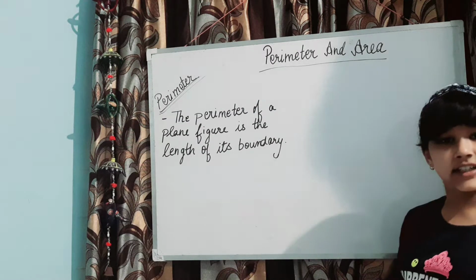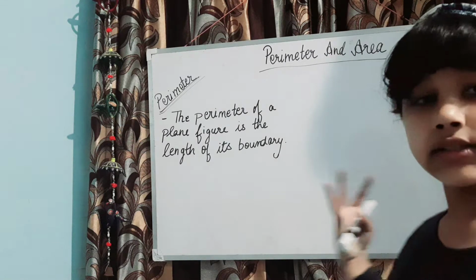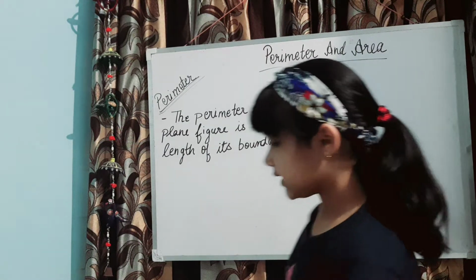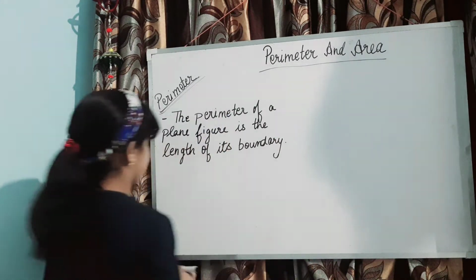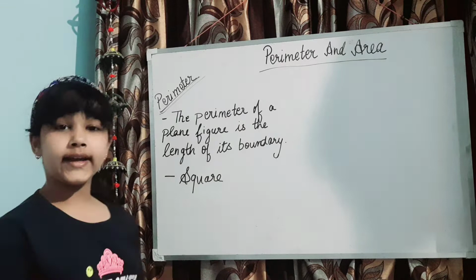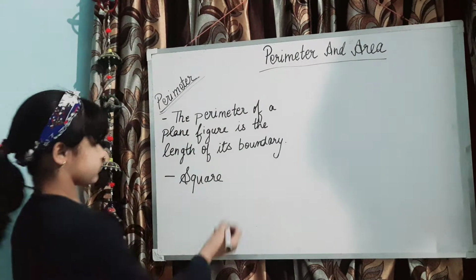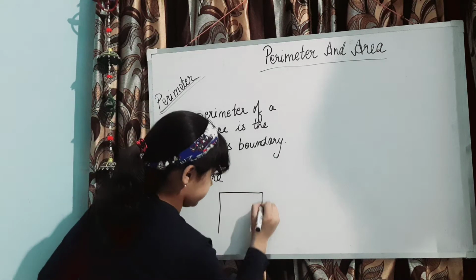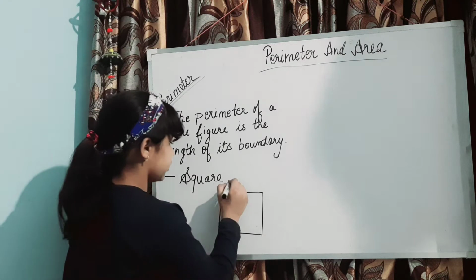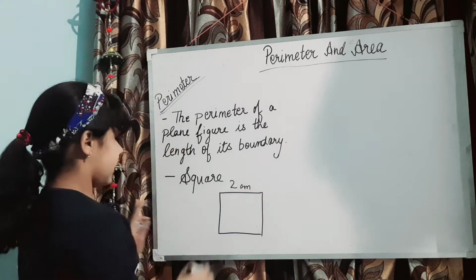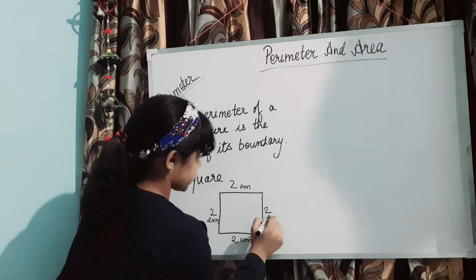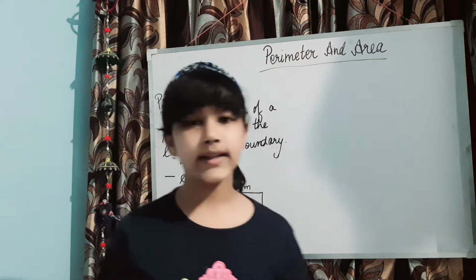Okay. So friends, if we have to take out the perimeter of any shapes, let me tell you first how we take out the perimeter of a square. Okay, how do we take out the perimeter of a square? Like this is a square, and all its sides are 2 cm. This is also 2 cm, this also, and this also. Now they're asking what is the perimeter.